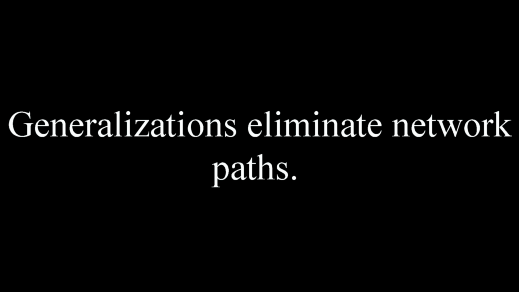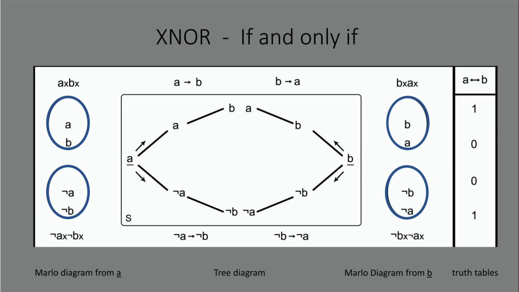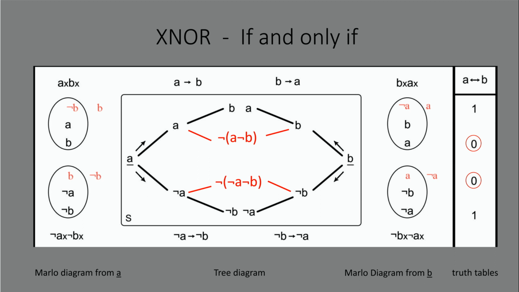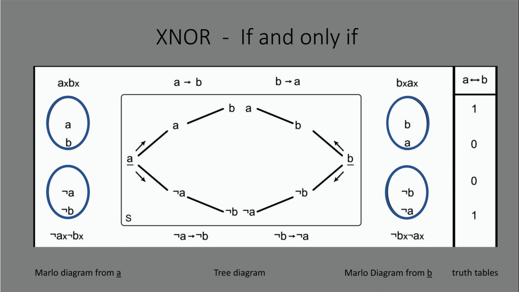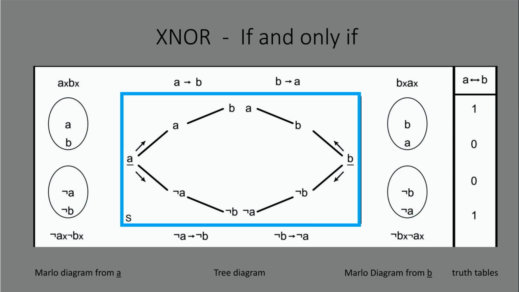Generalizations eliminate network paths. Marlo diagrams, tree diagrams and truth tables show us the same information. That is, what combinations of variables have been removed from the mental space. However, the tree diagrams and the Marlo diagram can also show the degree of activation of the variables. In the center of the image we can observe the tree diagram of a biconditional proposition. We observe from the perspective of criterion that starting from A we can only arrive at B, and that starting from not A we can only reach not B.